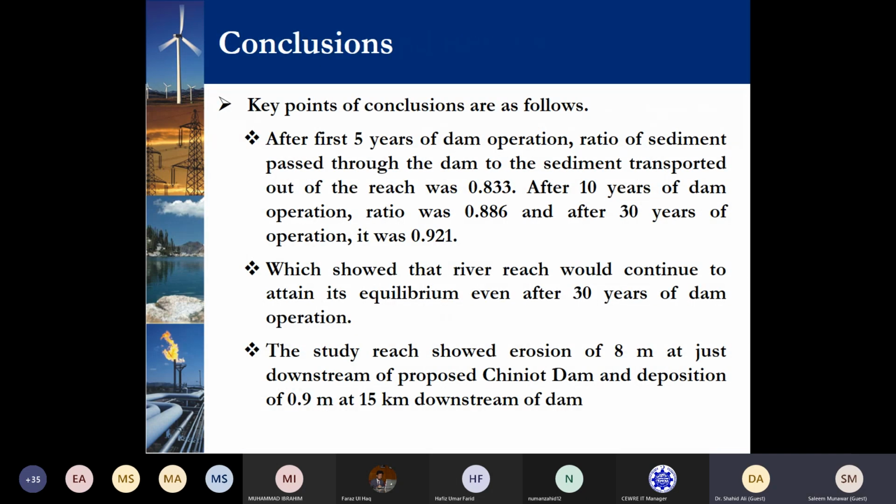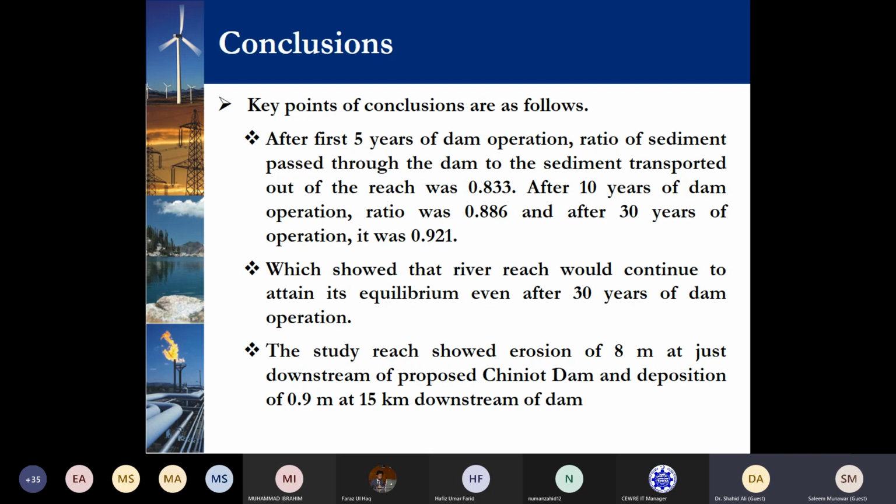Conclusions. Key points of my conclusions are as follows. After the first 5 years of dam operation, the ratio of sediment passed through the dam to the sediment transported out of the reach was 0.833. After 10 years of dam operation, the ratio was 0.886, and after 30 years of dam operation, it was 0.921. These ratios show that the river reach would continue to attain its equilibrium even after 30 years of dam operation.